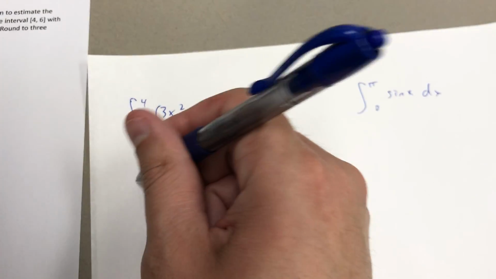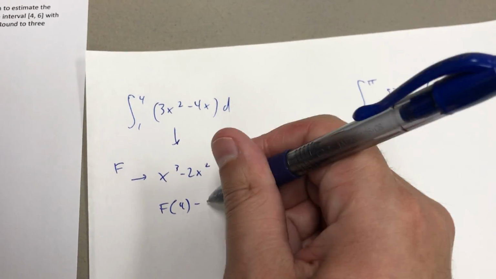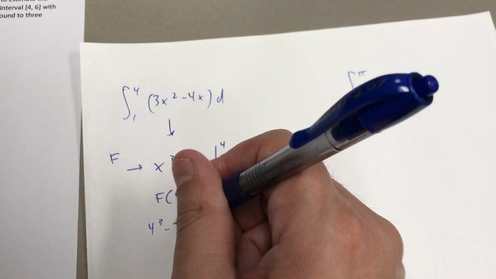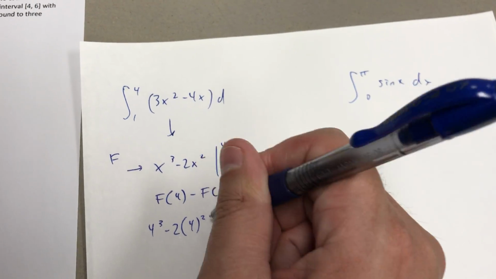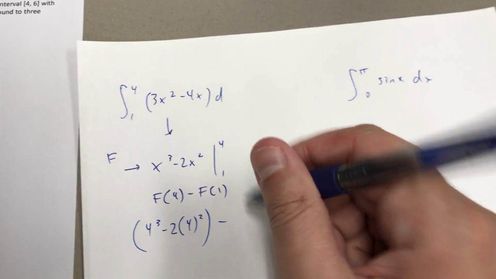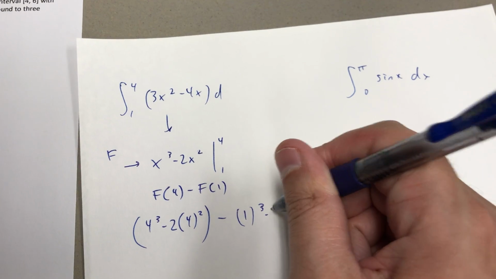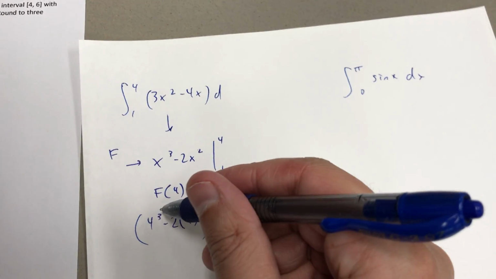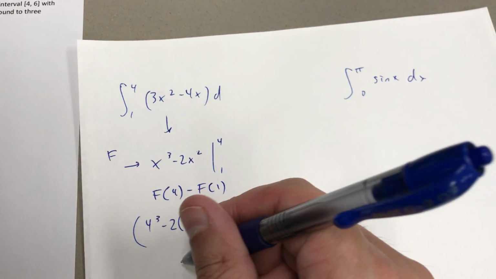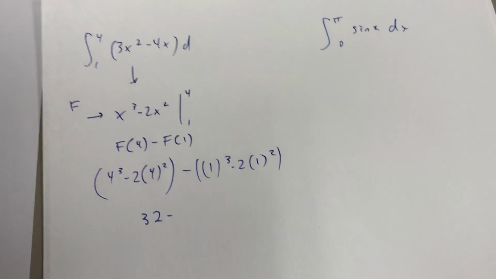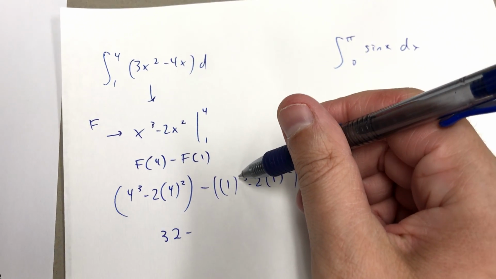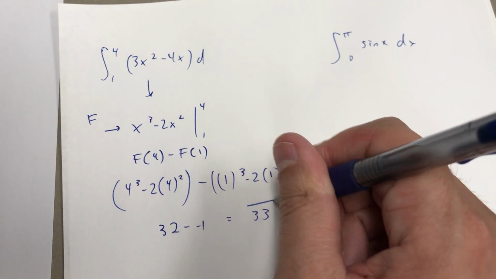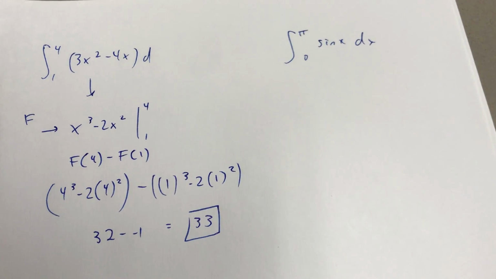So sometimes we call this antiderivative big F. We could take big F of 4 minus big F of 1. That's going to be 4 cubed minus 2 times 4 squared. And then we're going to sub 1 in there. That's going to be 1 cubed minus 2 times 1 squared. Okay, let's see, that's going to be 64 minus 32. Is that 32, I think? And then we're subtracting, let's see, 1 minus 2 is negative 1, minus negative 1. Looks like 33 there, if my arithmetic's correct. Yeah, might want to check that.